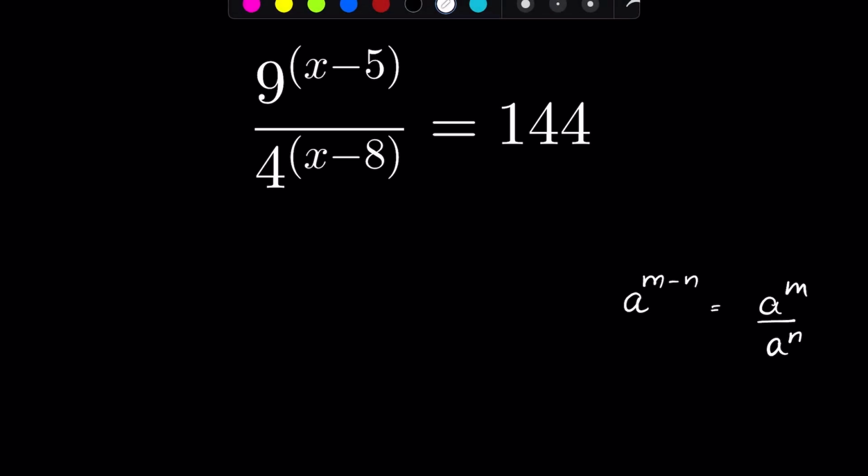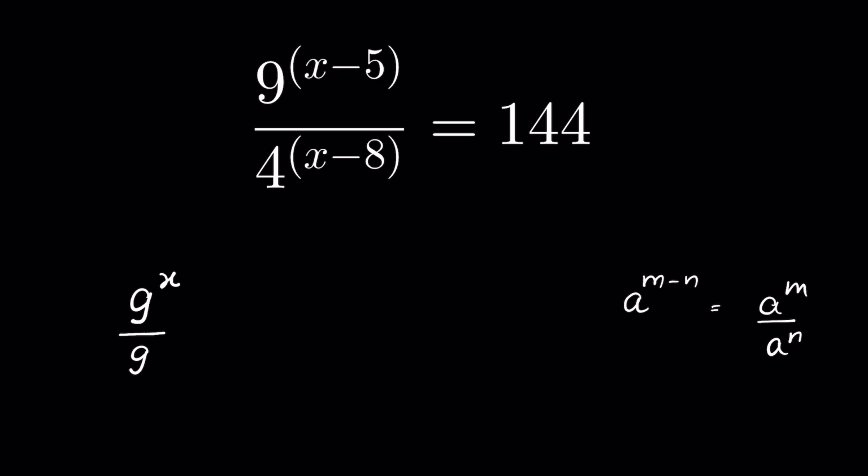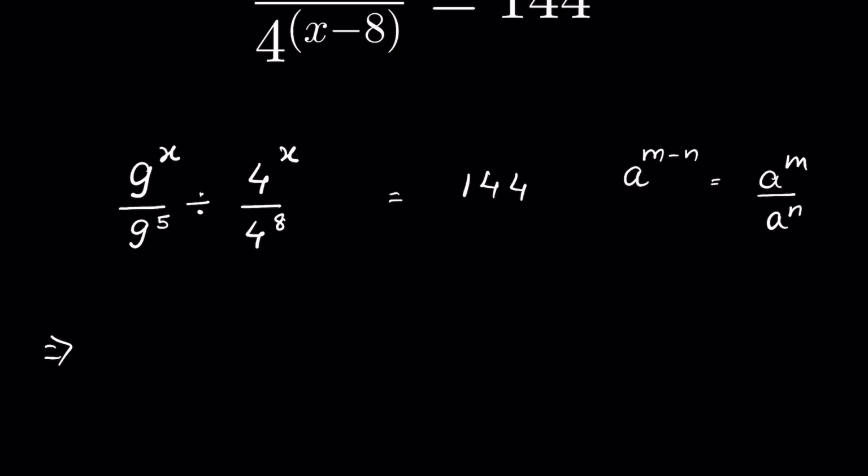So using this identity, we can write 9 raised to the power x minus 5 as 9 raised to the power x upon 9 raised to the power 5. Then this bar means division, so we write division, and then 4 raised to the power x minus 8 as 4 raised to the power x upon 4 raised to the power 8 is equal to 144. Or 9 we can write as 3 raised to the power 2, then whole raised to the power x, upon 3 raised to the power 2 whole raised to the power 5. Division gets converted into multiplication.